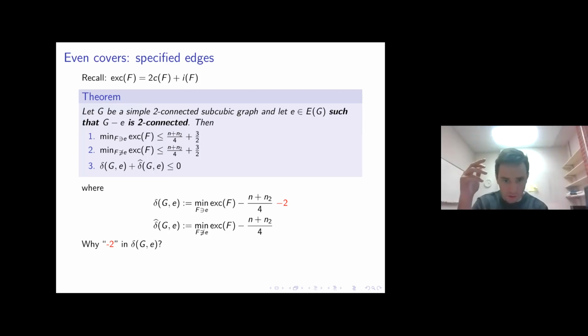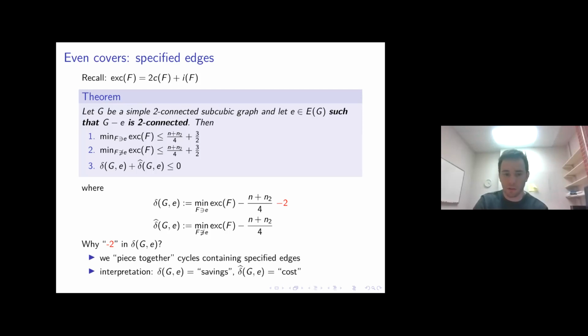And you may notice that delta has a -2 to it, and that's notation. So throughout the proof, we're going to have to piece together cycles. And for the purpose of counting, that cycle doesn't really exist. So it's much easier on the notation if you just don't include that cycle in the count, because it's usually going to be taken apart and glued together with some larger cycle.